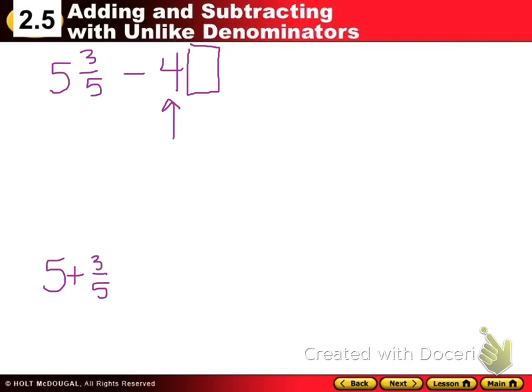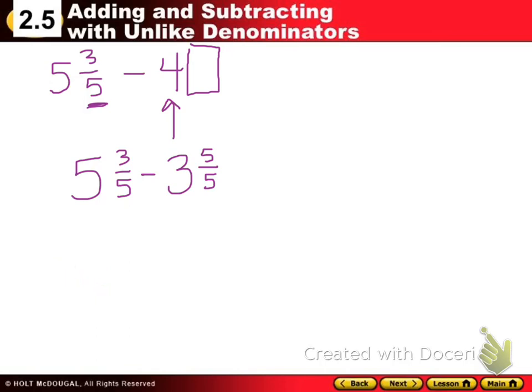So what's the number that's equal to 4? Like 3 plus 1, right? 3 plus 1 equals 4. So I can write a fancy form of 1 as a fraction to make it a common denominator with this one. So I can write 4 as equal to 3 and 5/5. 3 plus 1 is 4. So I haven't changed the value of it. Now I'm taking my 5 and 3/5 minus my 3 and 5/5.